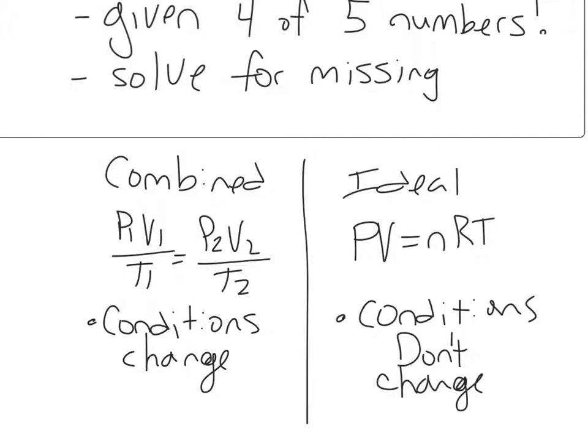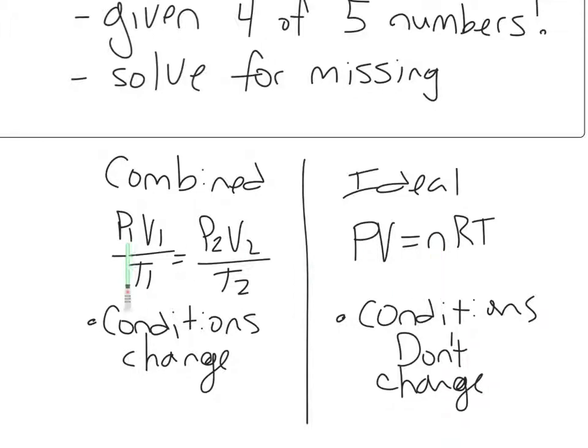Now on the other hand, in the ideal gas law, P times V equals N times R times T, you only have one of each variable. And that means that conditions are not changing. So if the problem just sets up a pressure, a volume, a number of moles, and asks you to solve for the temperature, that's an ideal gas law problem.